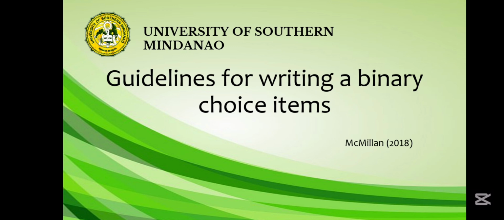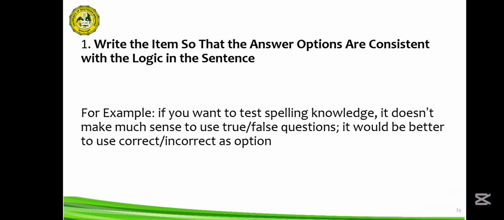Now let's proceed to the guidelines for writing binary choice items. First, write the item so that the answer options are consistent with the logic in the sentence. For example, if you want to test spelling knowledge, it doesn't make much sense to use a true or false question. It would be better to use correct or incorrect. So we need to write the questions beforehand.